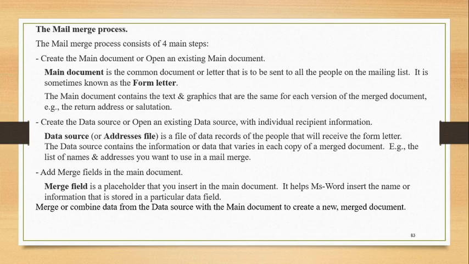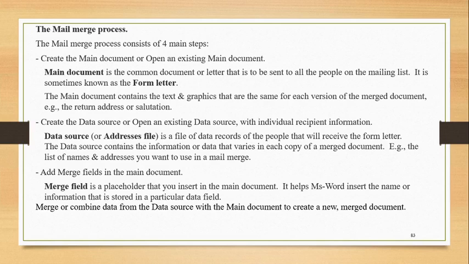Create the data source, that is the second step. Create the data source or open an existing data source with individual recipient information. The data source or address file is a file of data records of the people that will receive the form letter. The data source contains the information or data that varies in each copy of a merged document, for example, the list of names and addresses you want to use in the mail merge.